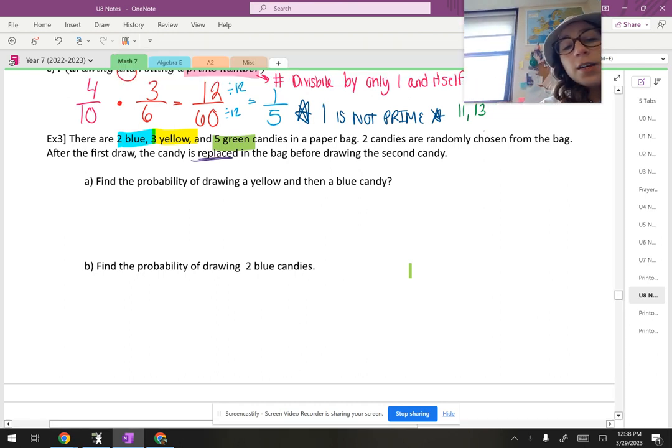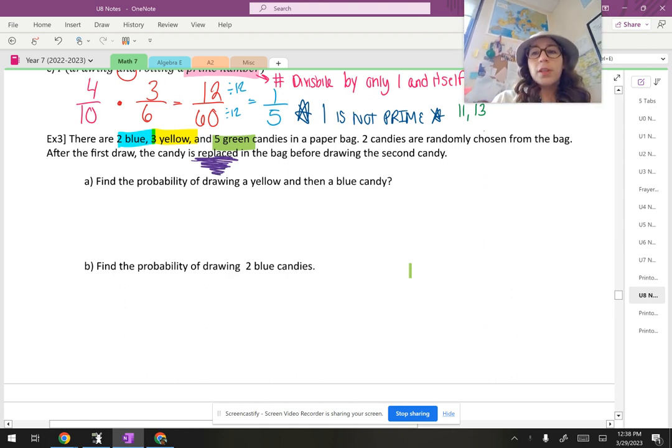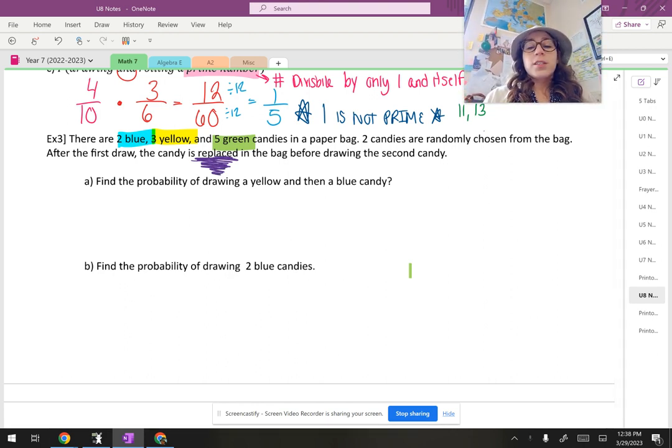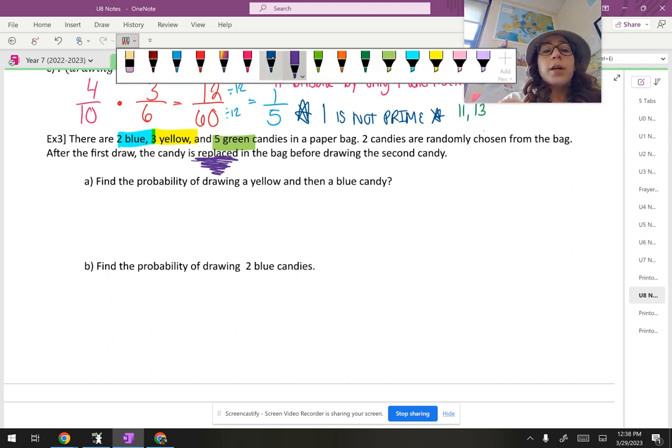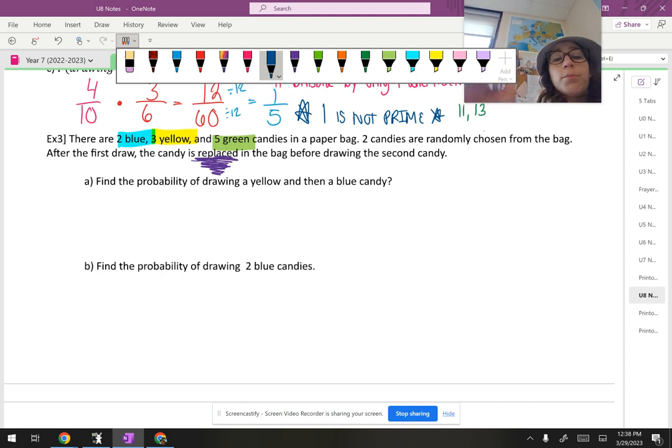Now, that piece about being replaced is extremely important because that's going to come into play tomorrow or next lesson when we talk about what happens when the candy is not replaced in the bag. So these are actually independent events because when you pick that first candy, you are putting it back before you go back and get the second candy. So starting by looking for the probability of drawing a yellow and then a blue candy.